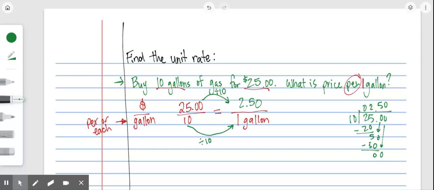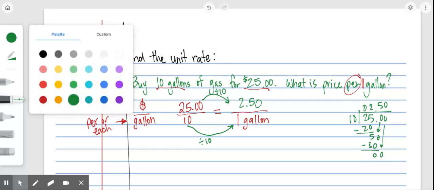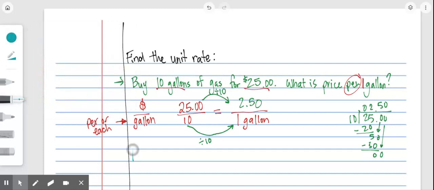Another way to look at this, alternatively, let's write that. Alt. If I have $25 for 10 gallons, in order to find the price for 1 gallon, I just need to do 25 divided by 10. Because notice I put it as a fraction, and as a fraction, I know that this means divide by. And again, I'll still get $2.50.